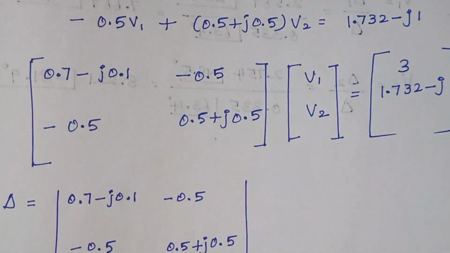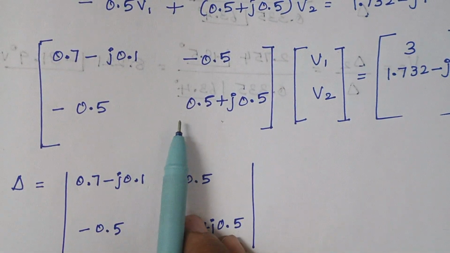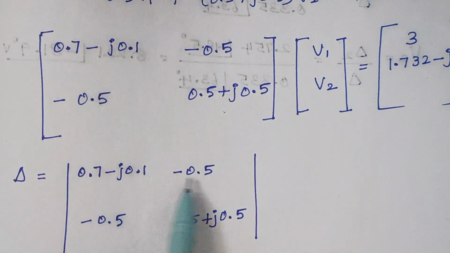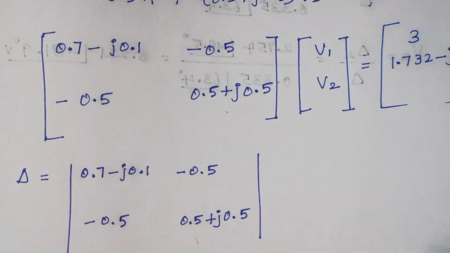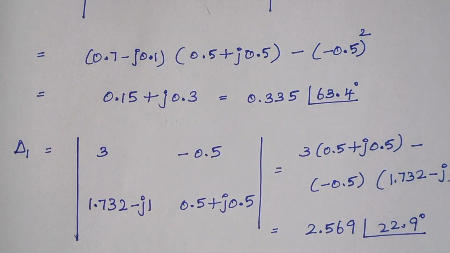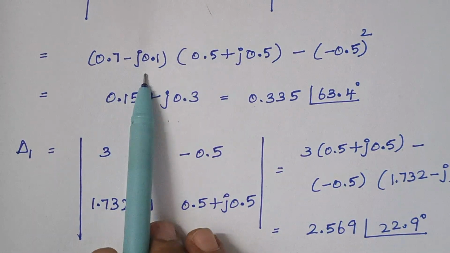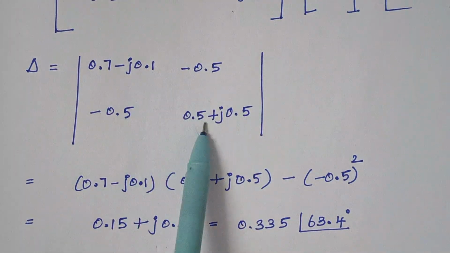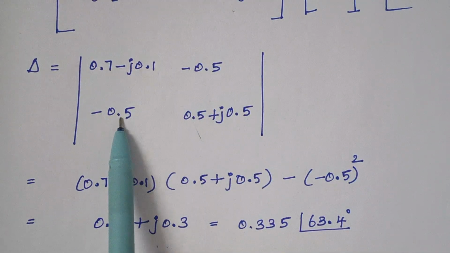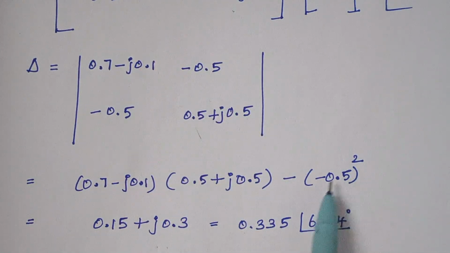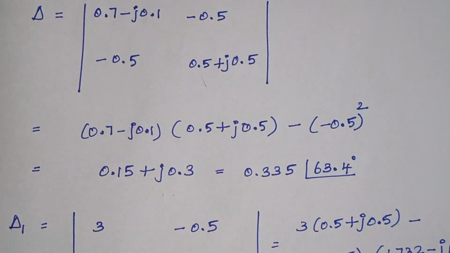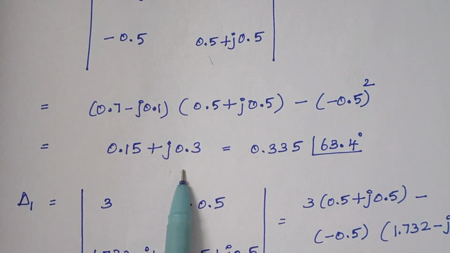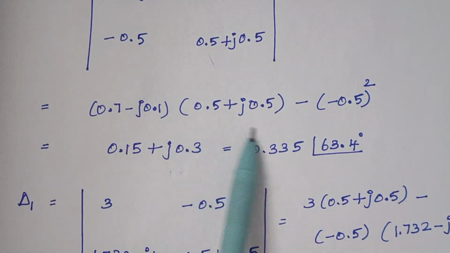So what is del? Del is nothing but the determinant of this matrix. When you take the determinant of this matrix, here it is 0.7 minus j0.1, minus 0.5, here minus 0.5 and 0.5 plus j0.5. So when you solve this, it becomes 0.7 minus j0.1 multiplied by this term, and minus of minus 0.5 into minus 0.5. Therefore, it is minus 0.5 the whole square. When you multiply and simplify, we finally end up with 0.15 plus j0.3. Again, I am converting this rectangular form to polar form.